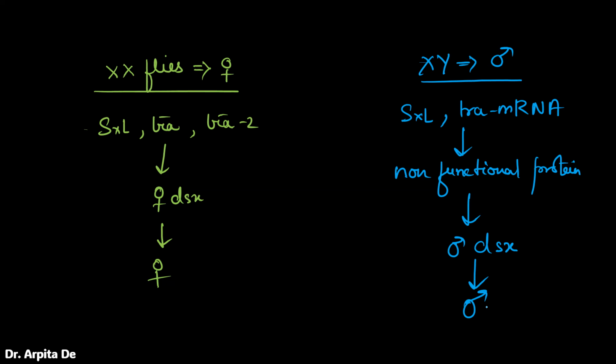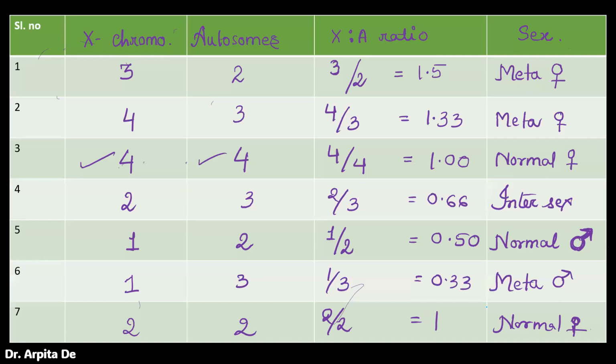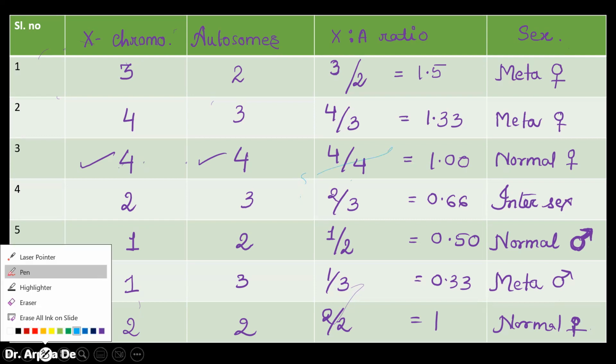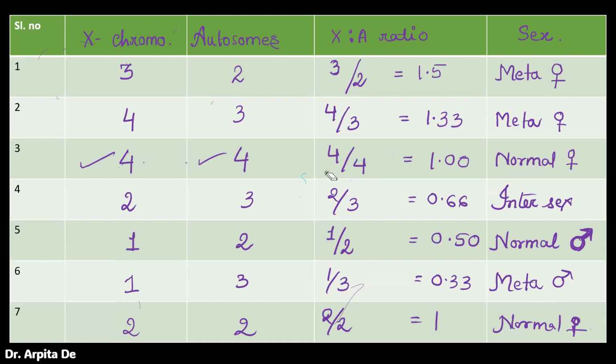Fine. So this is our discussion on sex determination in Drosophila. This table has to be remembered at any cost. Remember male and remember the normal condition, then you will not forget the others. Normal condition means what? For normal female the value is 1, and for normal male it is 0.5. Right?